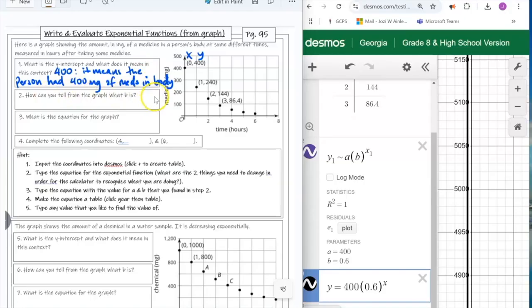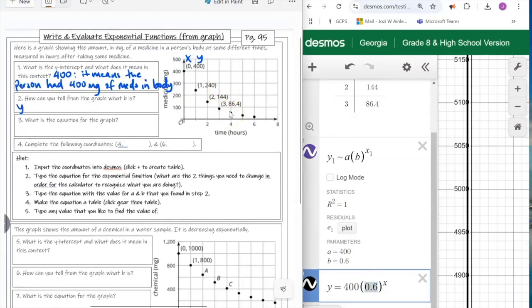Okay, so how do I find B? How do I find this 0.6? That's the question. So remember, from a graph, you're supposed to take the second one, your second y value divided by the first y value. So my second y value is 240 divided by my first one, which is 400. Now, did I have to use 240 and 400? No. As long as they're sequential, so you see how this goes 1, 2, I can do 144 divided by 240. It's really the second one divided by the first.